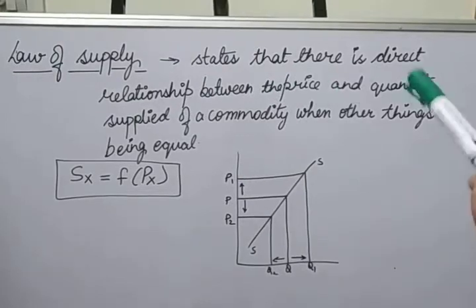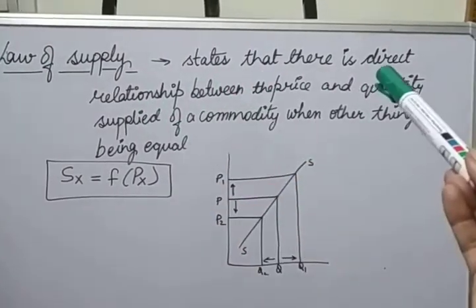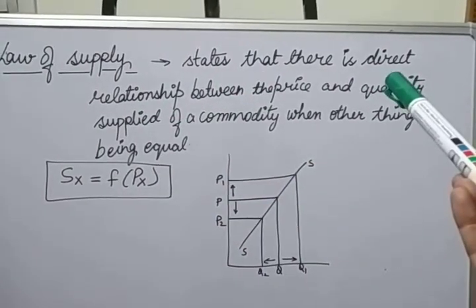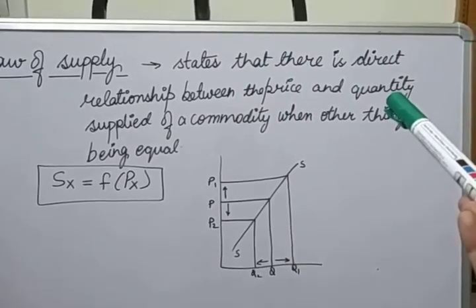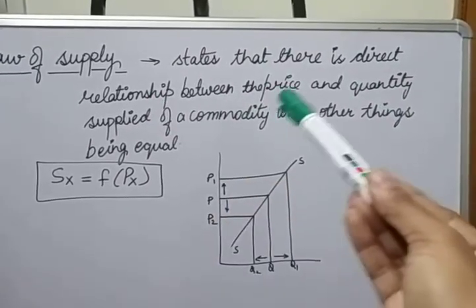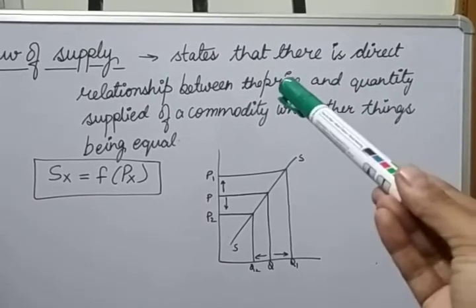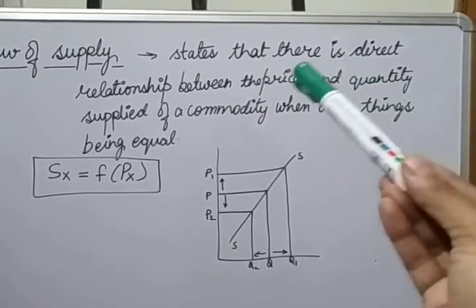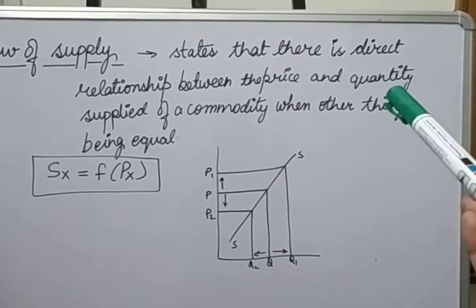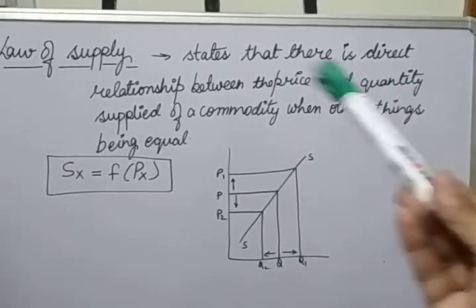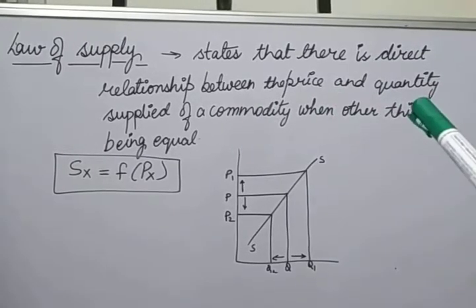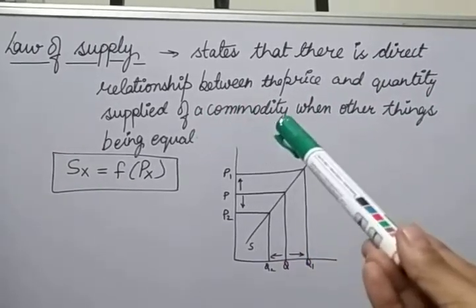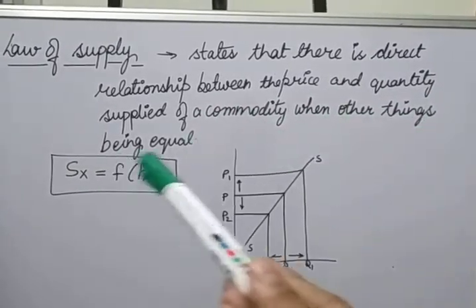It states that there is a direct relationship, which means a positive relationship, between the price and the quantity. If price increases, quantity increases; if price decreases, quantity decreases. So the law of supply states that there is a direct relationship between the price and quantity supplied of a commodity when other things are equal.